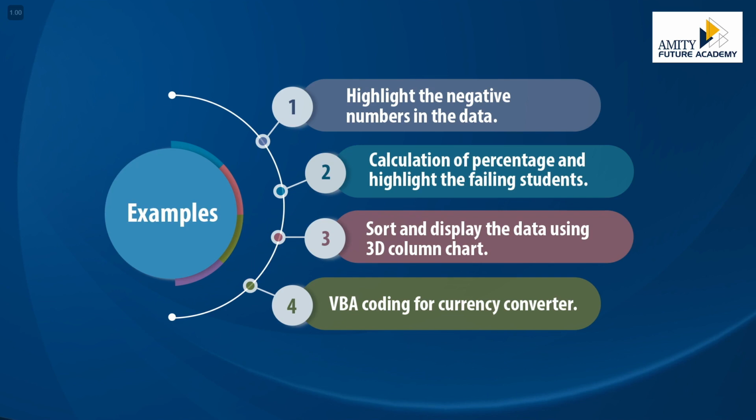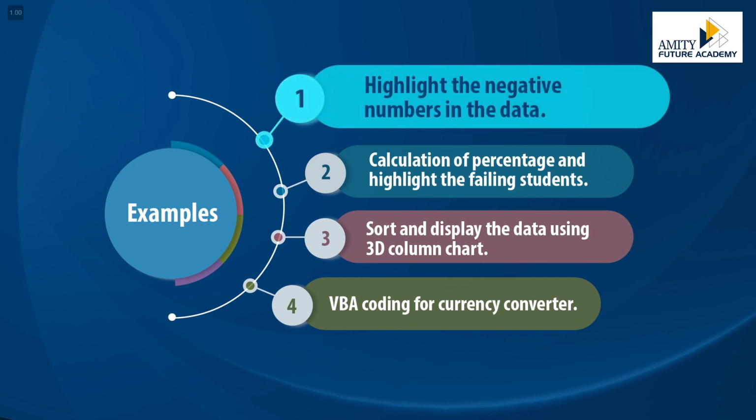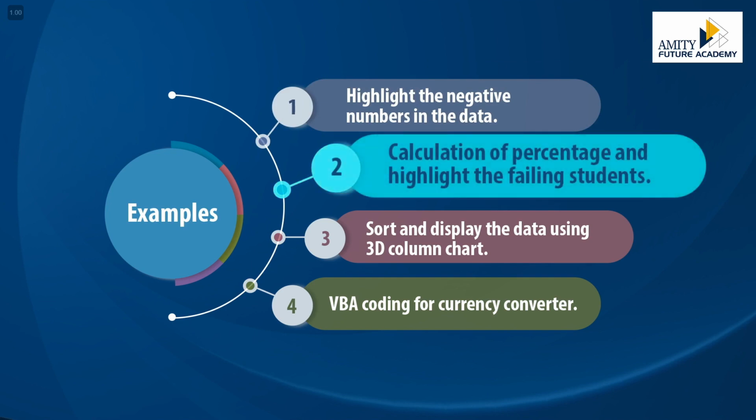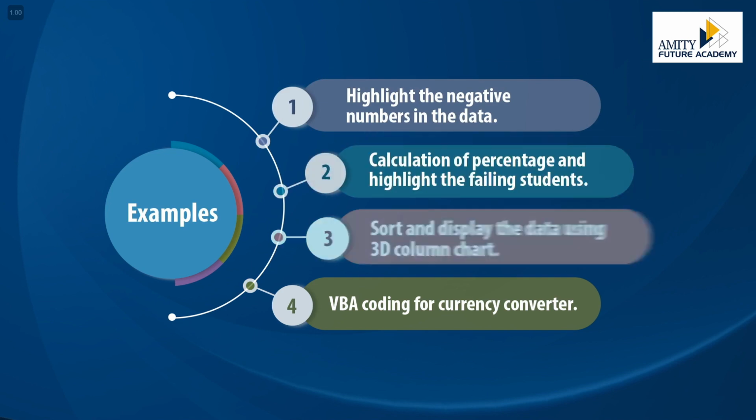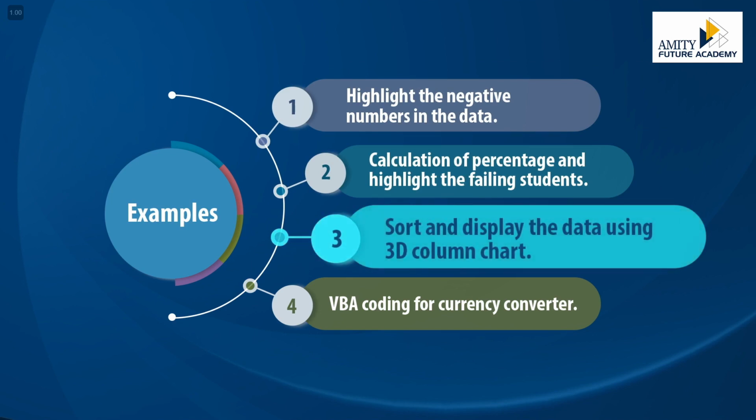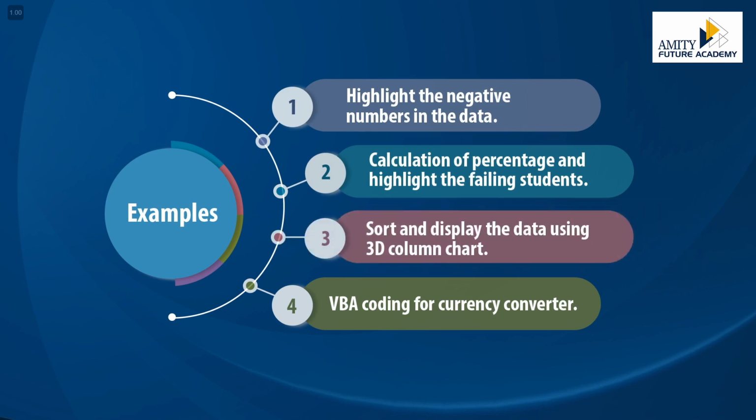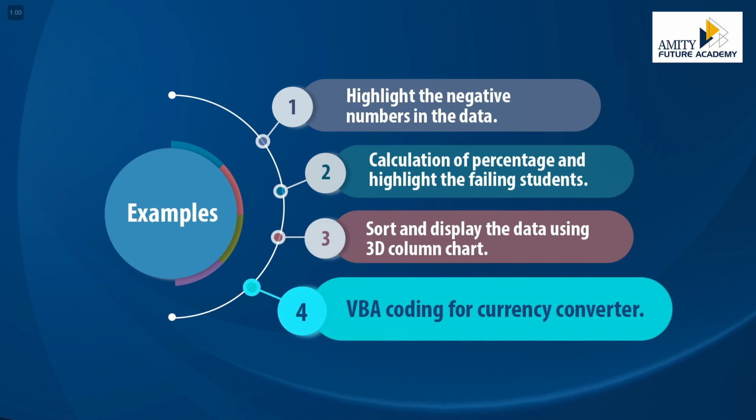The first example would be to highlight the negative numbers in the data. Next would be calculation of percentage and highlighting the failing students. Third would be to sort and display the data using a 3D column chart. And fourth would be VBA coding for a currency converter.